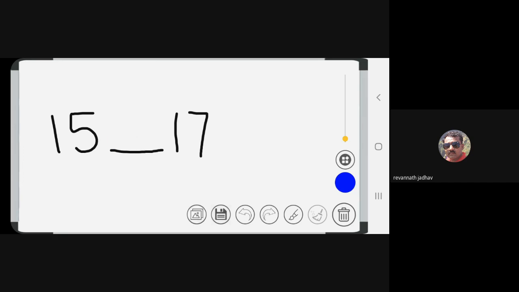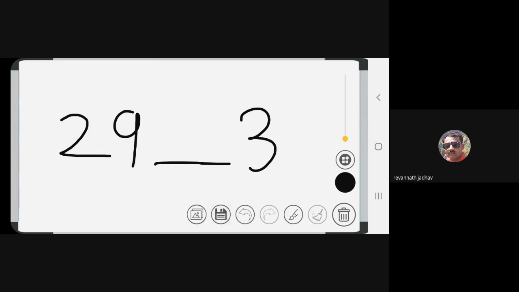So now next, Tanish is going to tell me the between number after 29 and before 31. Yes, right. It's 30. After 29 and before 31, the number is 30.